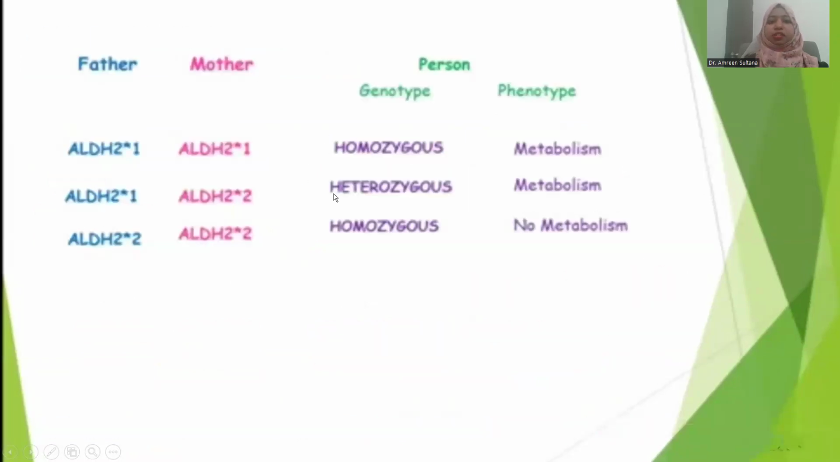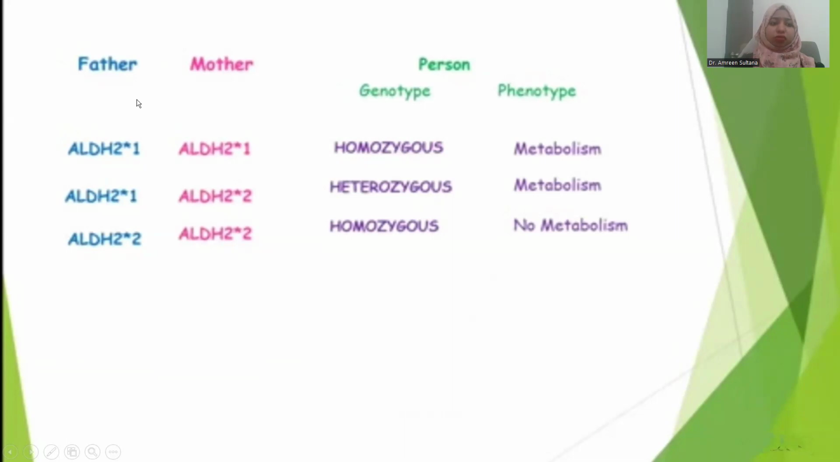So next, let me give one more example. In this case, the person is the child of the mother and father. Here the father is having ALDH2*1 and the mother is also having ALDH2*1. That is nothing but both are the same, *1 and *1. It comes under this, the child will be getting the homozygous condition. And you need to identify the metabolizing condition here, the phenotypic condition, the metabolism condition.